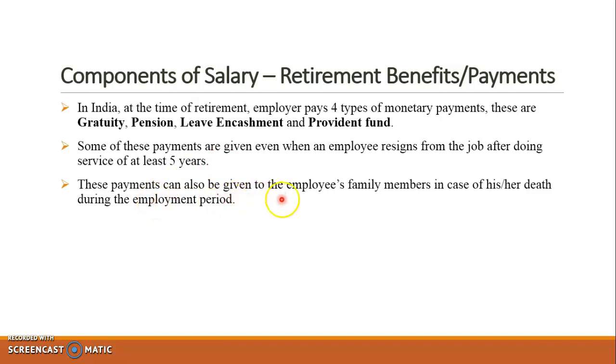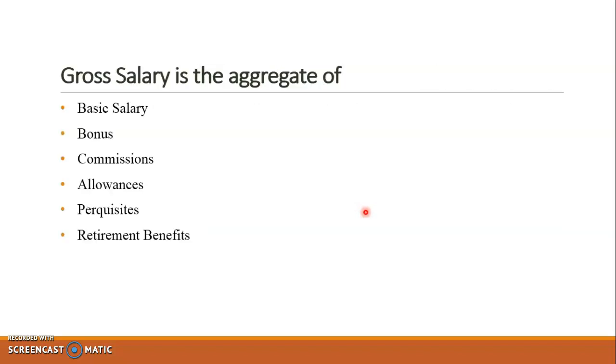These payments can also be given to the employee's family members in case of the employee's death during the employment period. So if the employee expires, these 4 benefits can also be paid to the family members of the employee. So gross salary is the aggregate of your basic salary, bonus, commission, allowances, perquisites and retirement benefits. Gross salary is the summation of all these 6 components, and we'll be discussing each of them in detail in the coming sessions.